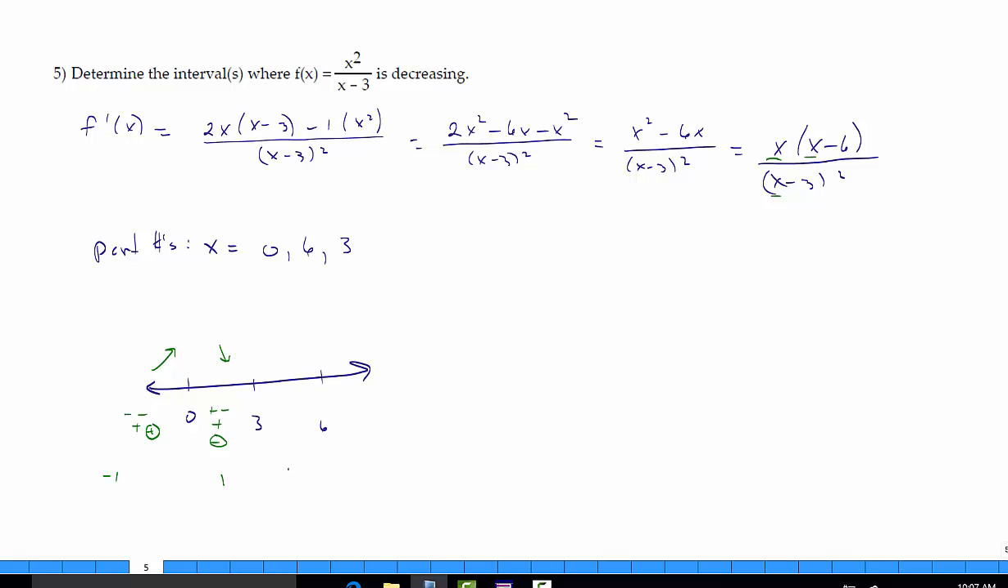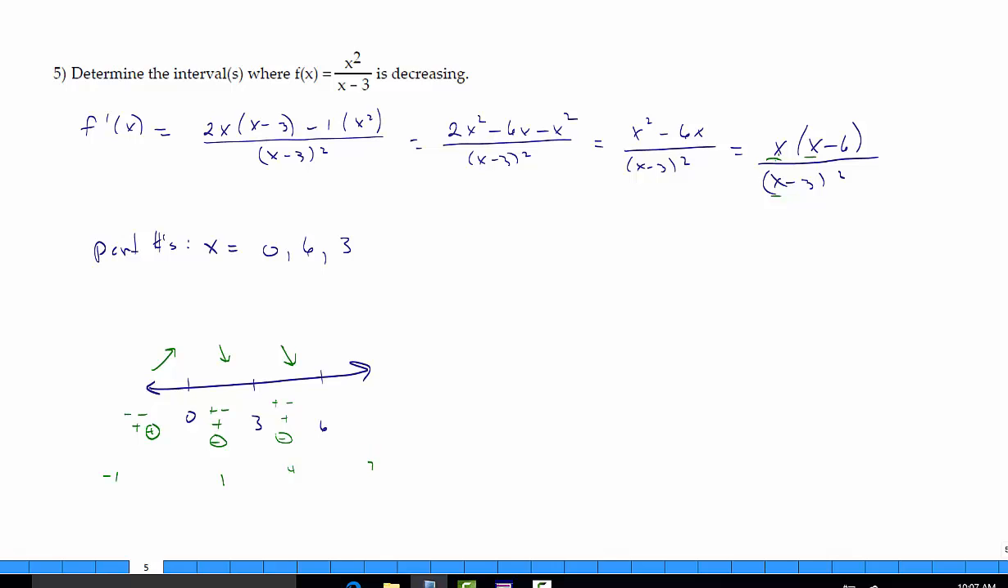Between 3 and 6, I'll use test point of 4. So plugging in for x, I get a positive. 4 minus 6 is a -2, so negative. And the denominator, positive squared, is positive. So again, positive, negative is a negative, and I will be decreasing. And now choose a number that's larger than 6, somewhere between 6 and infinity. I'm going to go with 7.